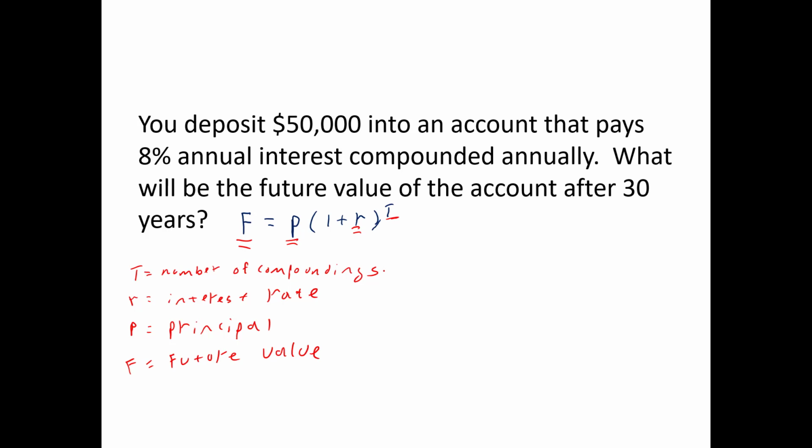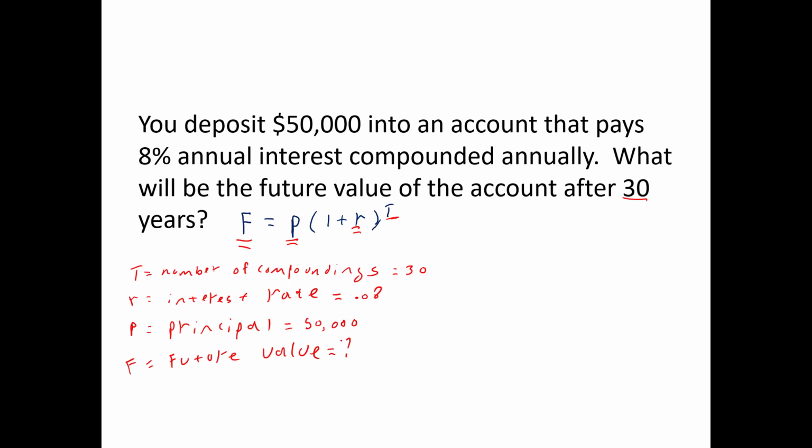Okay, so in this case, we're depositing, the number of compoundings. You're doing this for 30 years and it's compounded once a year, so you are going to compound this 30 times. This is annual interest rate of 0.08. The principal is $50,000, so you receive an inheritance. And rather than going and buying that brand new car, you decide to invest the money for retirement, and your future value is what we don't know.